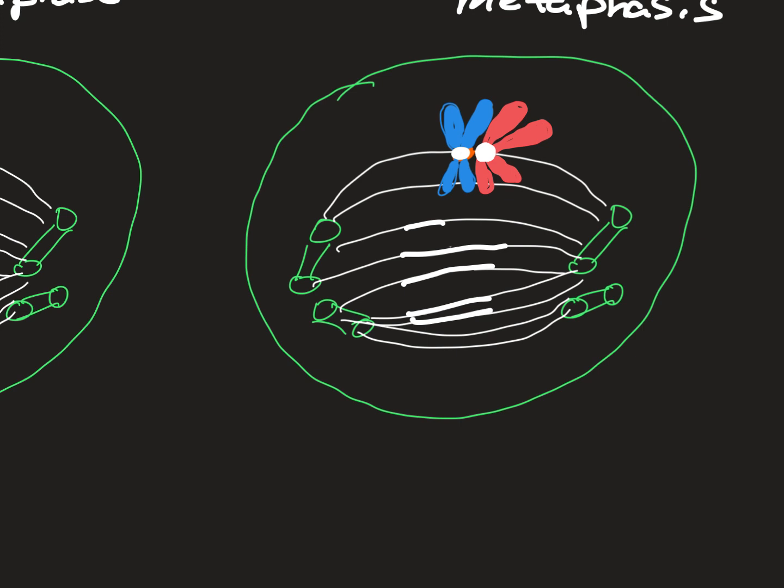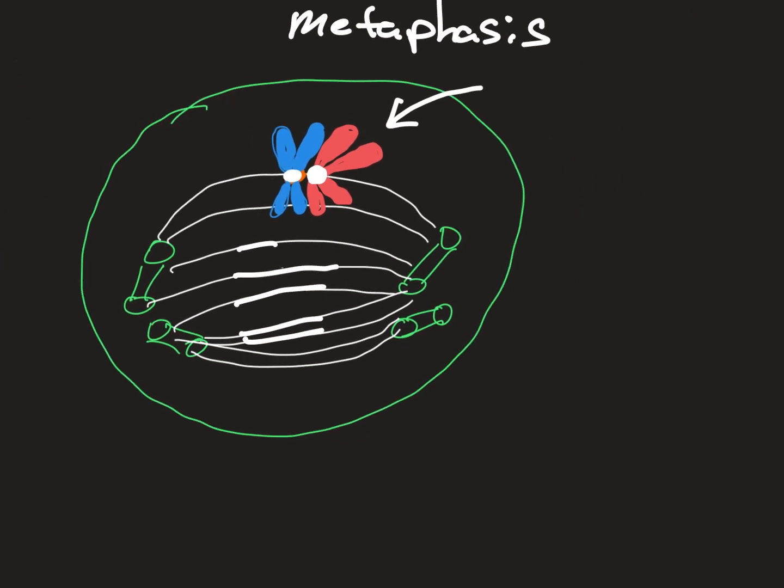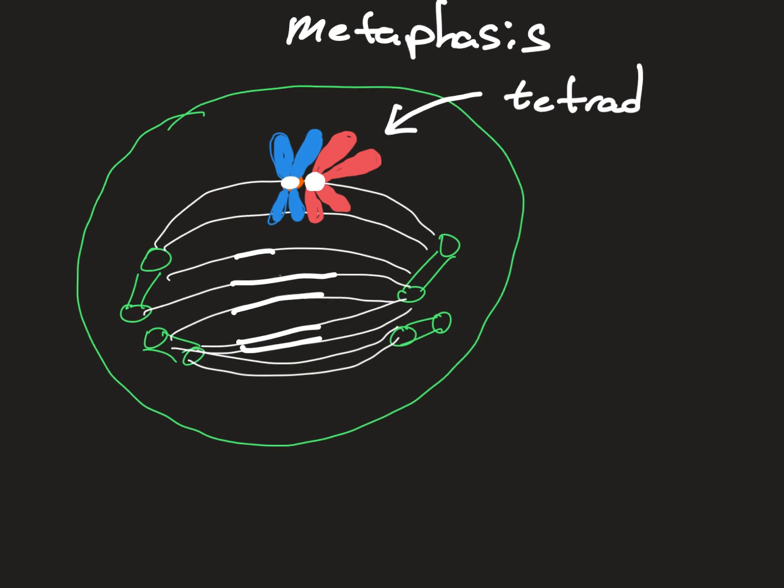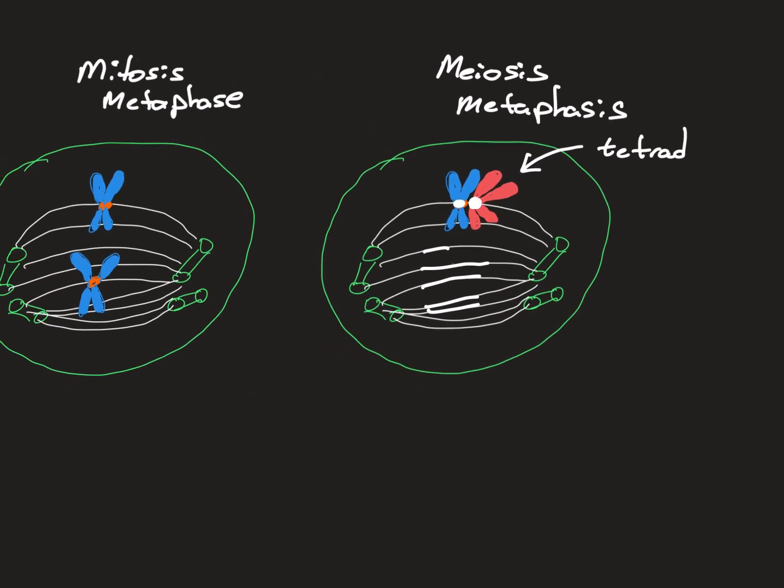Tetra is, I already said it by mistake, but it forms a tetrad. So tetrad. This is a tetrad. This is meiosis. Meiosis, you'll see why that forms that.